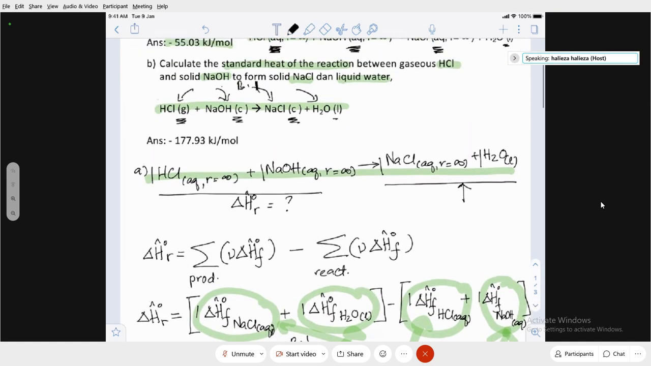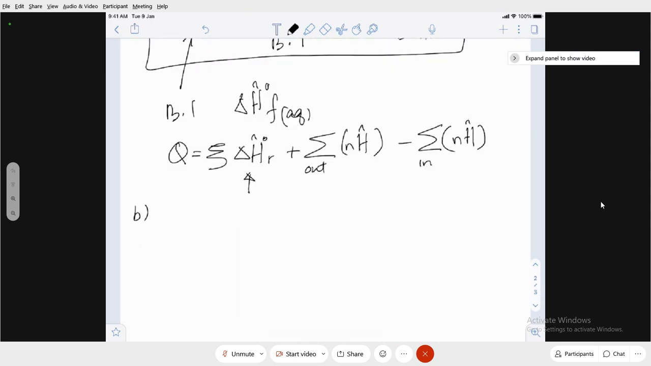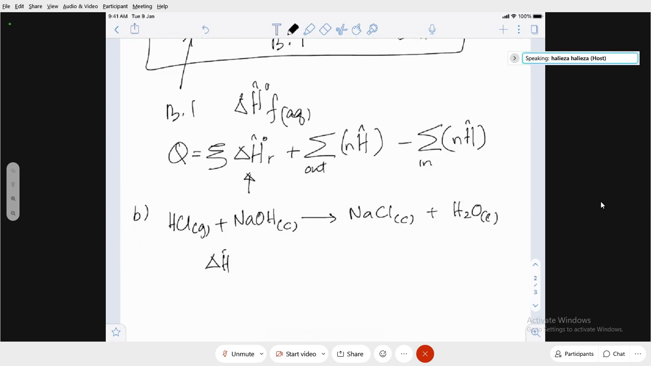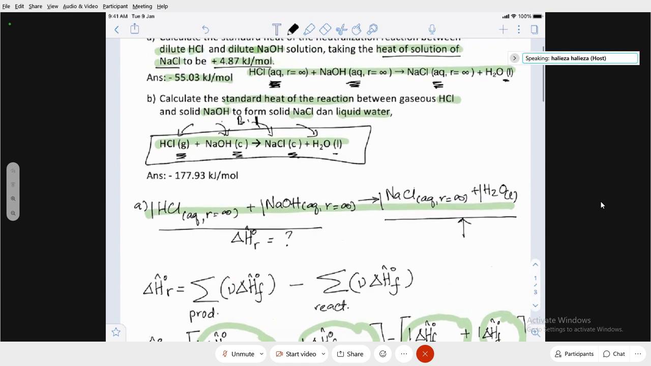The equation is just straightforward according to this equation. I'm going to write that again. Hydrogen chloride gas plus sodium hydroxide solid, denoted as crystal, going to form sodium chloride solid plus liquid water. So that's the equation. The question asks for the heat of reaction. Let's look at the question. What is the standard heat of reaction? That's the standard heat of reaction.